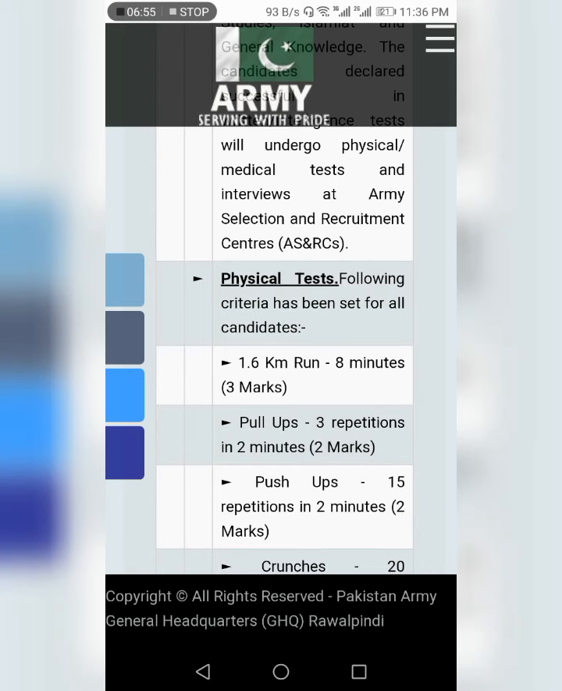First your initial test, intelligence test. The test including English, math, physics, Islamiyat or such type of academic questions. This is, I think, 30% ratio of your test.